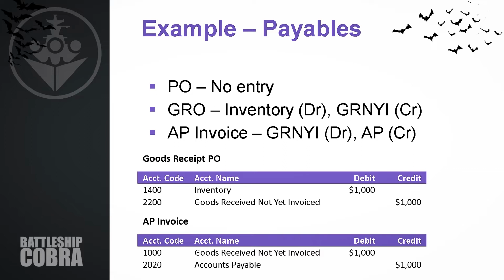The AP invoice comes along and it reduces the liability. It takes away that $1,000 of like, hey, we're going to owe somebody money sometime. Now we really do owe that money. So that $1,000 is now $1,000 less of goods received not yet invoiced, and now it's a real payable because it's a real document with a real due date, and then it makes your accounts payable increase. So let's take a look at that.